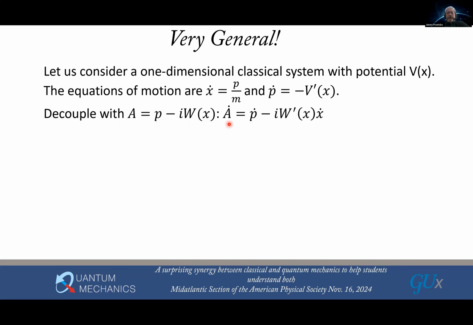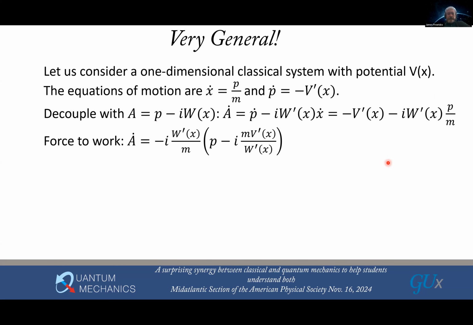If I take the time derivative of this, I get a dot is equal to p dot minus i W prime of x times x dot. I can then use these equations of motion to substitute in. I get minus V prime of x minus i W prime of x p over m. Remember, I have to factor out the coefficient of the p to get it to be something times the a. So we factor out the coefficient of the p, and we get p minus i m V prime of x over W prime of x. I have to set this equal to W in order to make this work.